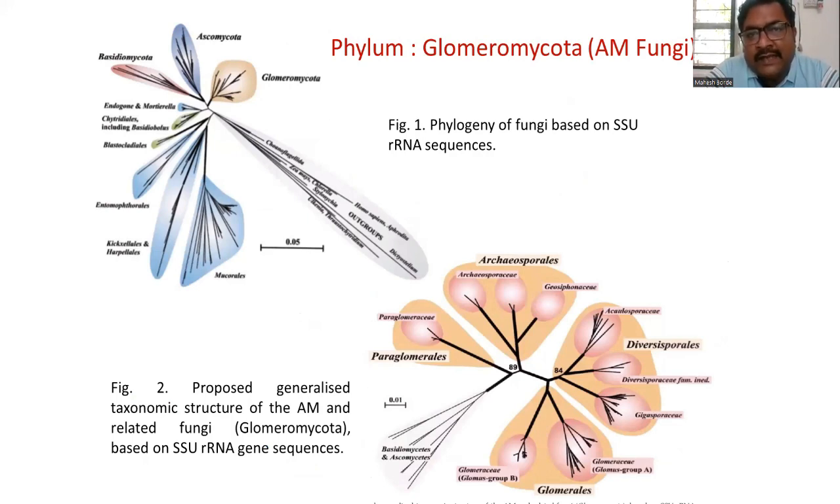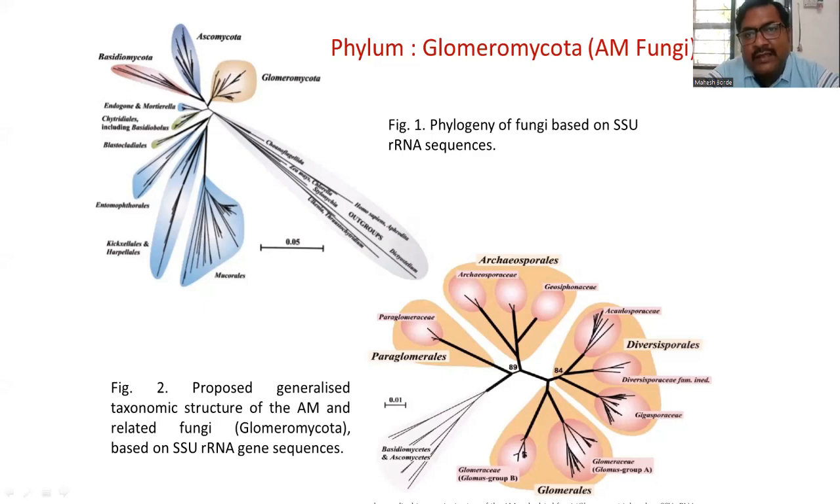Initially, this endomycorrhizal fungus was placed in Zygomycota, and later on, based on small subunit molecular phylogenetic analysis of ribosomal RNA sequence, it was separated from Zygomycota and placed into a new phylum, that is Glomeromycota. The name is given because glomero means they produce glomoid spores, and that's why they were named Glomeromycota. Based on the SSU phylogenetic analysis, you can see in the first figure, the Glomeromycota form a separate clade from the Ascomycota, Basidiomycota and all other fungi.